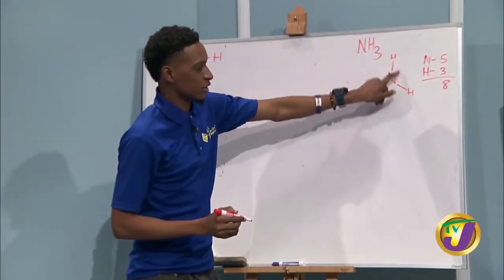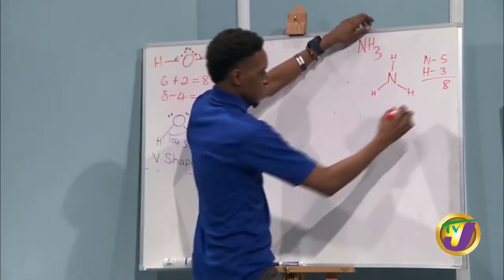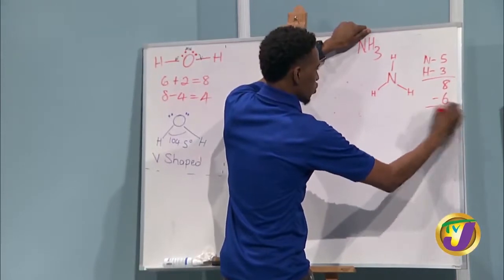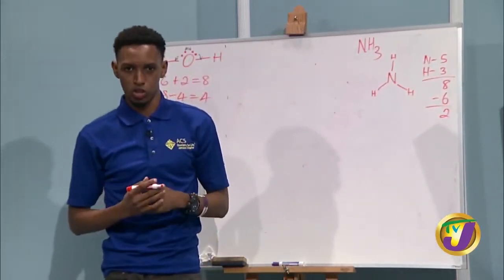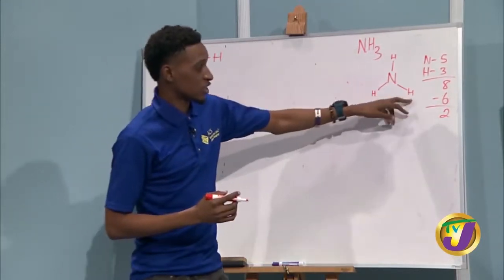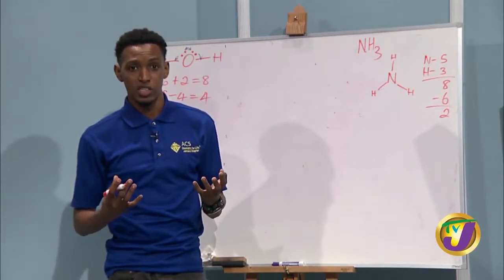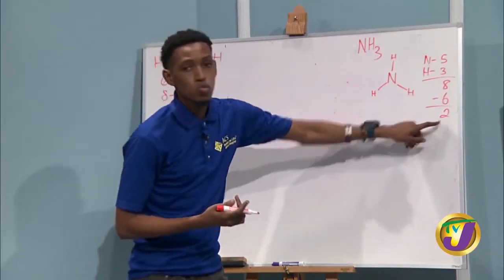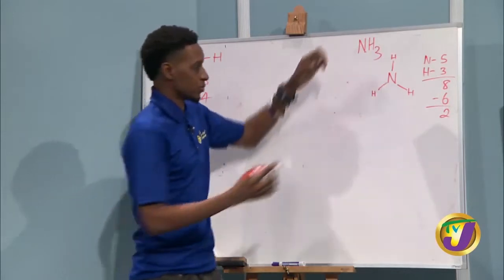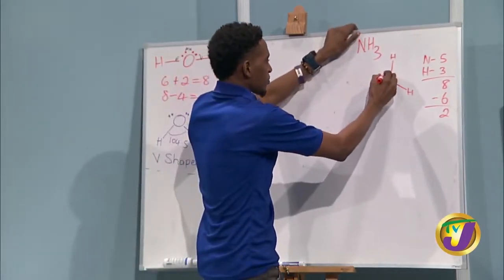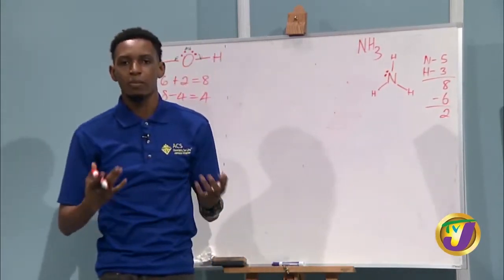But we have 3 bonds. That means 6 bonding electrons, so we have to subtract 6. So we have 2 electrons remaining. The hydrogens are okay. They have their 2 electrons in their valence energy level. Therefore, these 2 electrons have to be put on the central atom. Once we put those on the central atom, what happens?